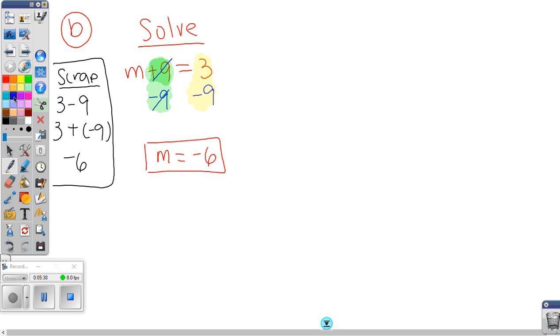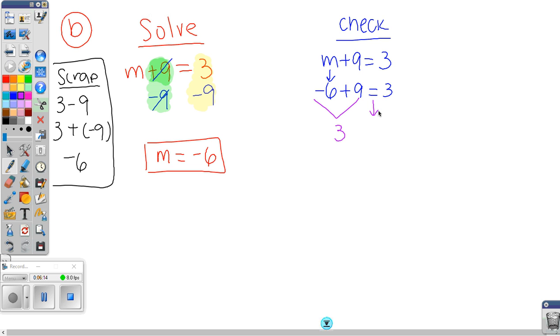Okay, let's move on. So here is the check. We have m plus 9 is equal to 3. I'm replacing m with the number negative 6 because that's what I got for my variable. So negative 6 plus 9 is equal to 3. Again, I'm copying down the rest of the problem. Nothing else about the problem should change other than replacing m with negative 6. Let's evaluate. Negative 6 plus 9. Think about that. That's 3. Negative 6 plus 9 is equal to 3. So 3 is there, and then copy down the rest. We have equals 3. Well, this is a true statement. 3 is equal to 3.